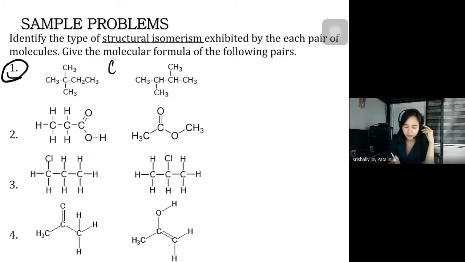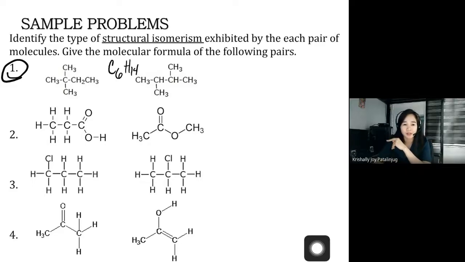1, 2, 3, 4, 5, 6. Okay, 6. Then the hydrogen, 3, 6, 9, 12, 13, 14. So they are isomers because both have 6 carbons and 14 hydrogens. Now you tell me, what is the type of isomerism?